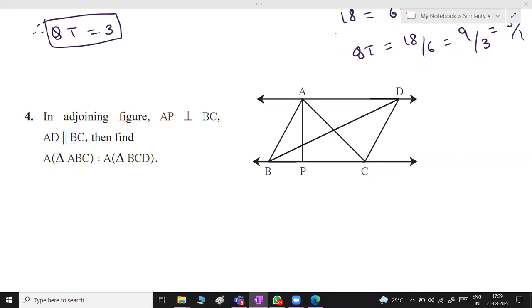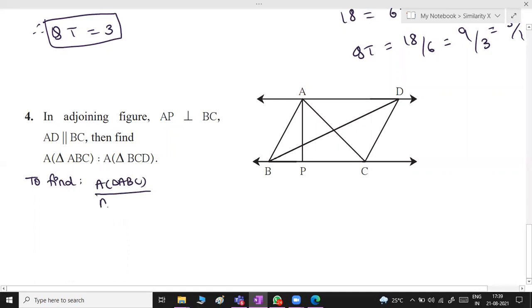So indirectly तुमको क्या find करने को बोल रहा है? They are asking you to find area of triangle ABC upon area of triangle BCD. ये पूछ रहा है तुमको. ठीक है, it's nothing new, it's nearly the same concept. Now if you see triangle ABC, ठीक है, let's go to the solution.